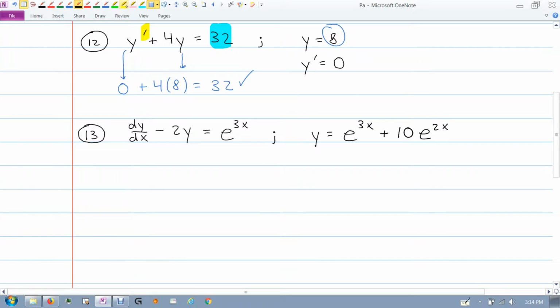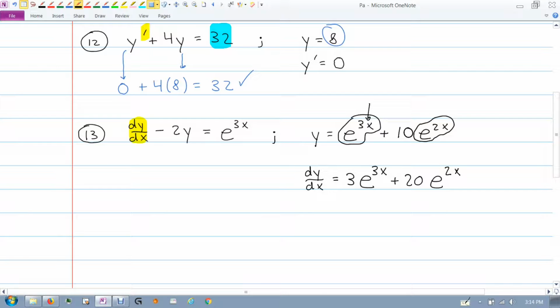All right, I'm only going to need the first derivative here, so let's take it. I'll use the Leibniz notation, dy/dx, instead of y prime. The derivative of e to anything is itself, times the derivative of what's up there, so a 3 pops out the front. The 10 just comes along for the ride. I need the derivative of this, same sort of thing, a little chain rule. The 2 pops out, so I get 20e^(2x) when I take the derivative.